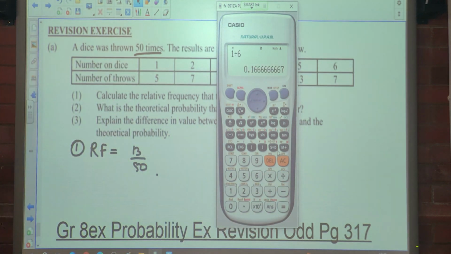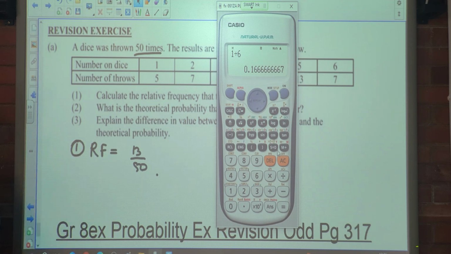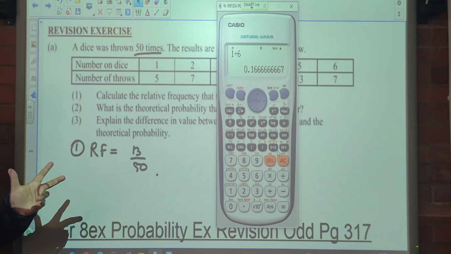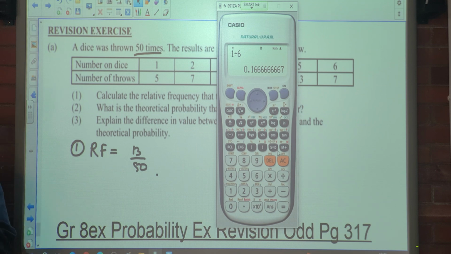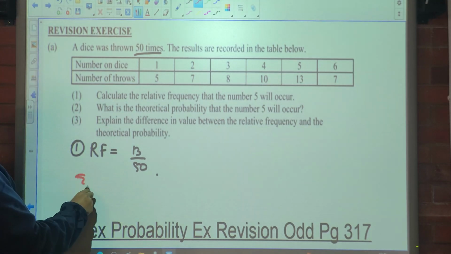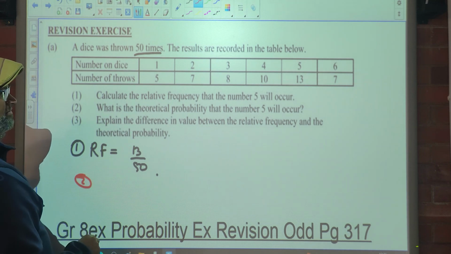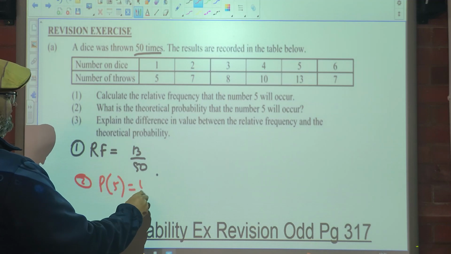0.1667. Okay, but like we said, the more trials they do, say they did 5 million throws, then it will be closer and closer to theoretical probability. The more trials there are, the closer it will come to theoretical probability. Number 2, they asked the same thing that we're talking about. What is the theoretical probability? The probability that the 5 will occur is going to be 1/6.